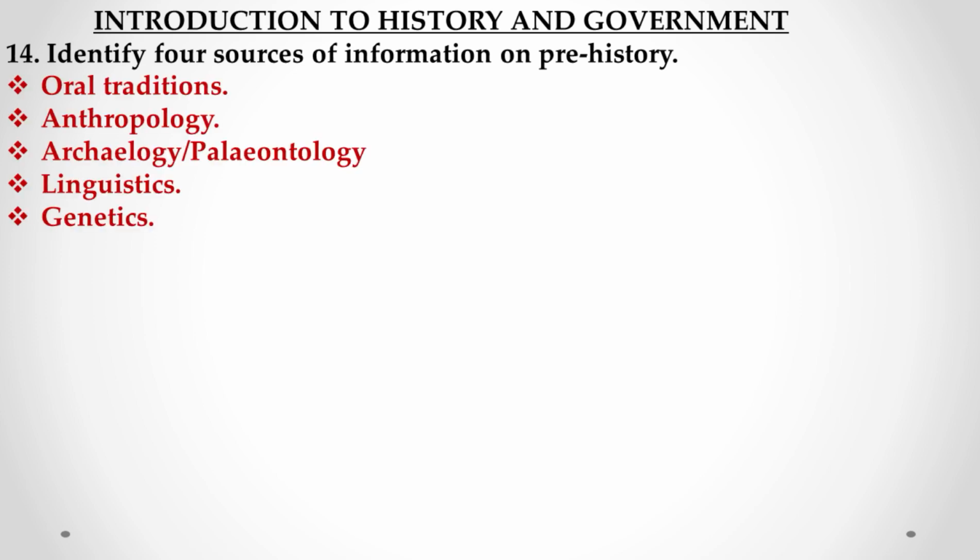Question 14. Identify 4 sources of information on prehistory. We have oral traditions, anthropology, archaeology or paleontology. We have linguistics, and we have genetics. The keyword here is prehistory, whereby prehistory is the study of history of man when the art of writing and drawing had not been invented. So this question was asking about unwritten sources of information on history and government.